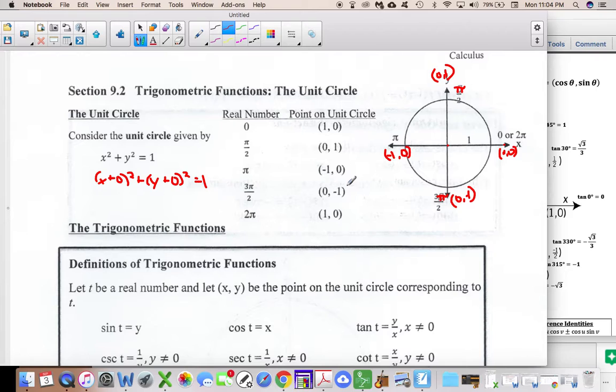Here's your unit circle. They overlay radians on top of your coordinate plane here. So this is 0 or 2 pi radians. This is pi over 2, pi, 3 pi over 2. We talked about that in section 9.1. The reason why 2 pi is used is because the circumference of a circle is 2 pi.